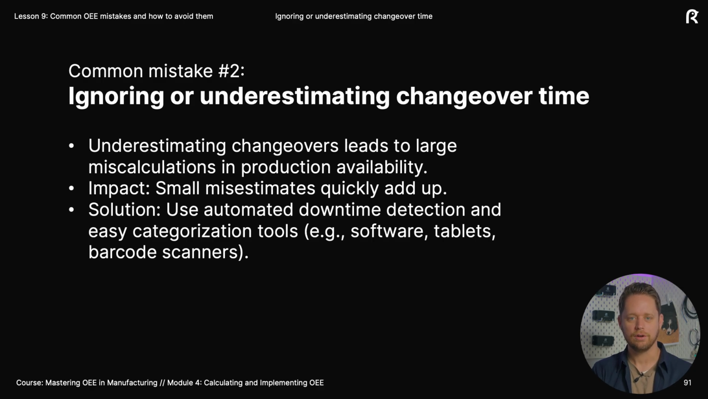Making it easier to accurately track changeover times as part of your OEE calculation process can help solve this issue. Again, automatic detection of downtime with a system that makes it easy to categorize downtime events will result in more accurate downtime data. Consider software that rates highly for usability, or peripherals such as barcode scanners for categorizing downtime, to make life easier for your team and to improve your overall OEE calculations.